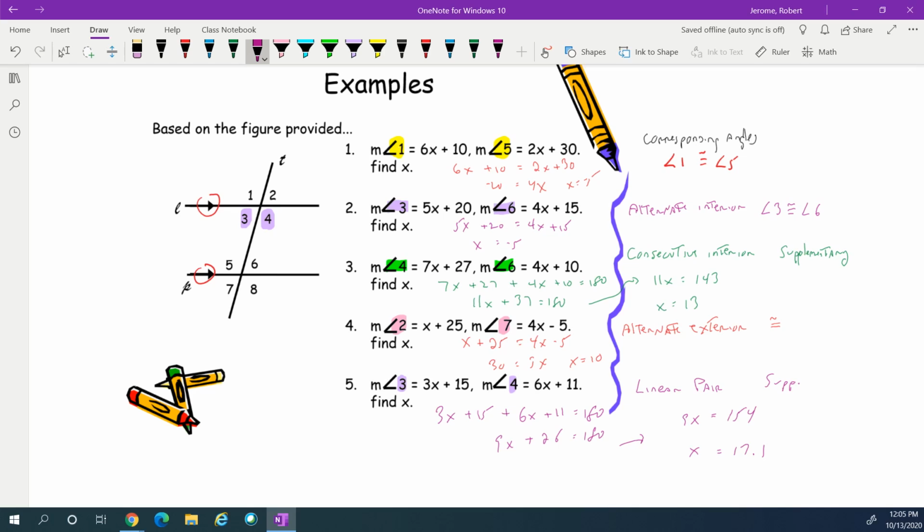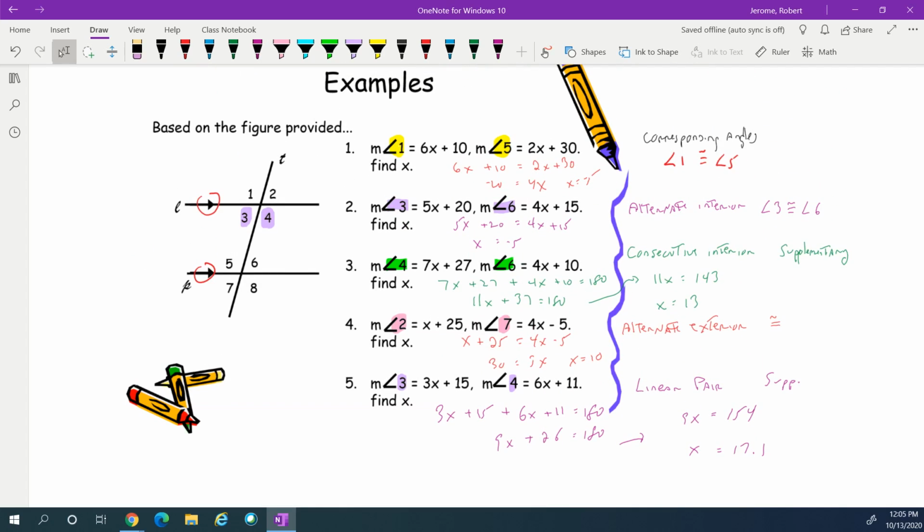Okay, so we have our angle pairs, and when those lines are parallel, we have 4 very specific relationships. If the lines are parallel, alternate interior angles are congruent, alternate exterior angles are congruent, corresponding angles are congruent, consecutive interior angles are supplementary. That only works when the lines are parallel. Okay. All right, so it looks like we're going to stop there, and we'll get some practice with it.